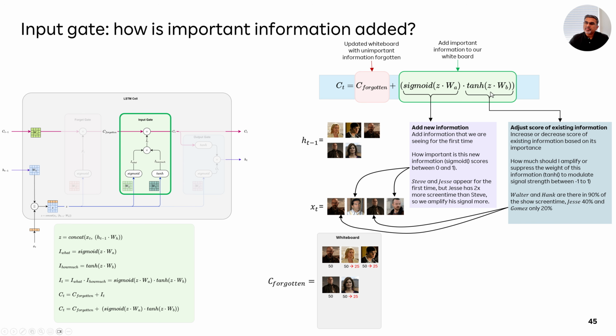So you take the multiplication of these two, the i, so what is important, and the tanh, how much of that is important. You multiply that, and then you add that to the information that you have gotten from the forget gate. So you update your long-term memory based on that.